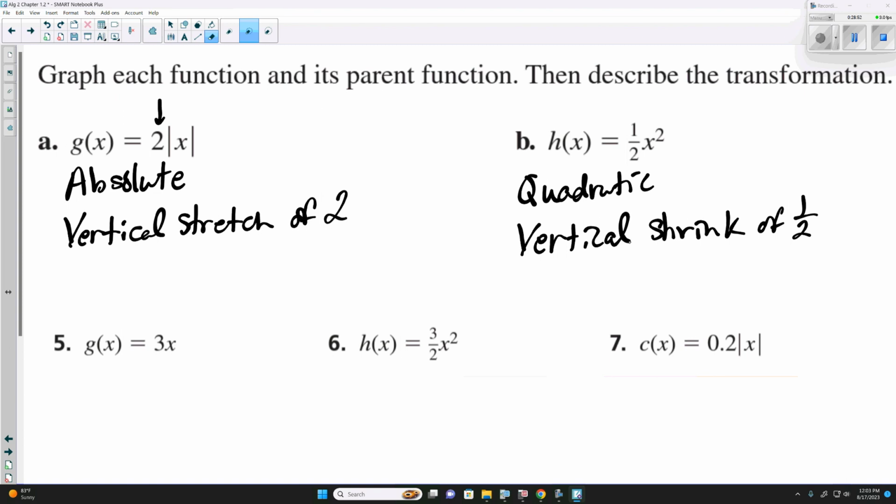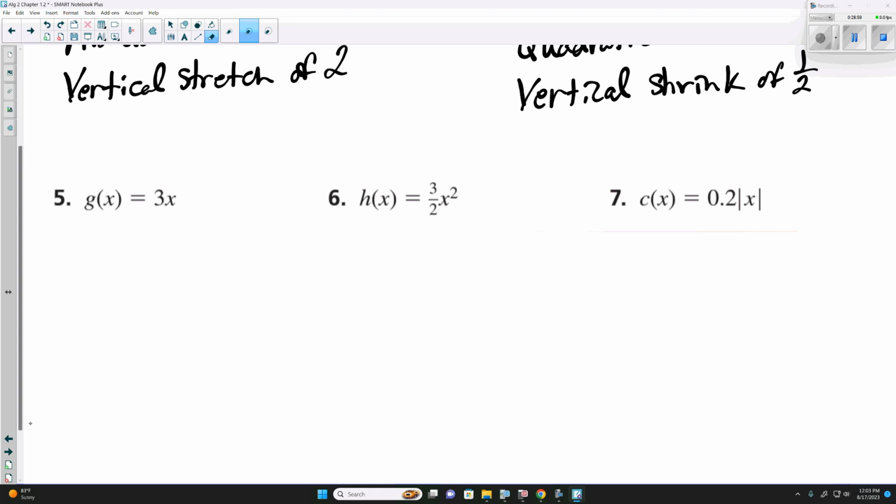Questions on A or B? Let's look at number 5. Yes, so it's here, over here. 3 clicks of 1. It's called a stretch of 3.